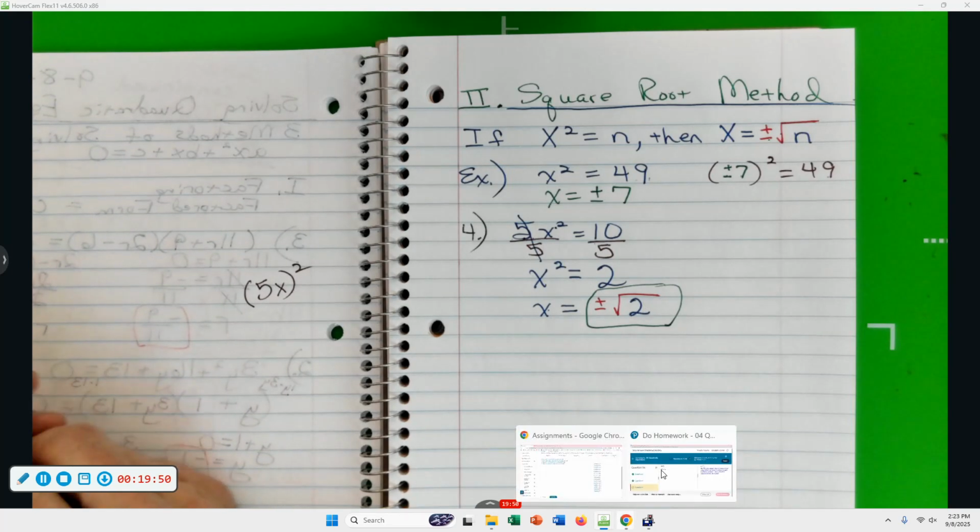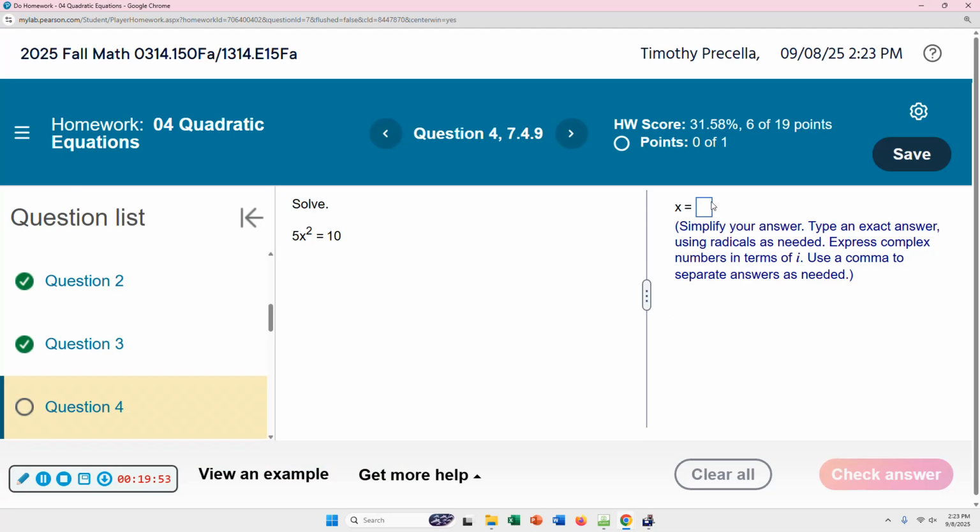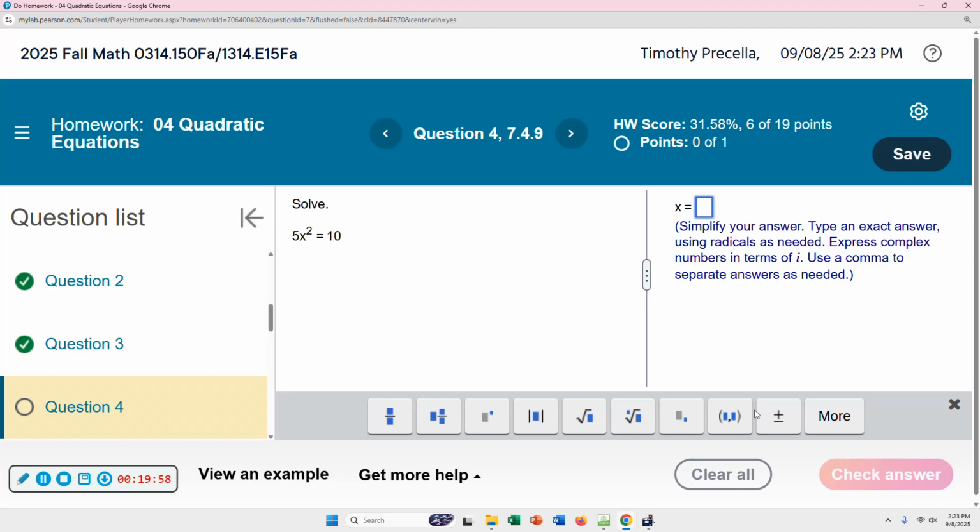Show them how to punch that in. When I remember the first time clicking there, click the box, look at the toolbar. Do you see what they've added?